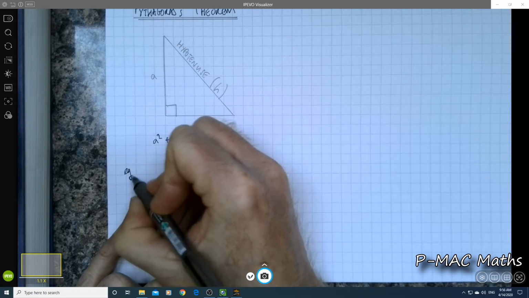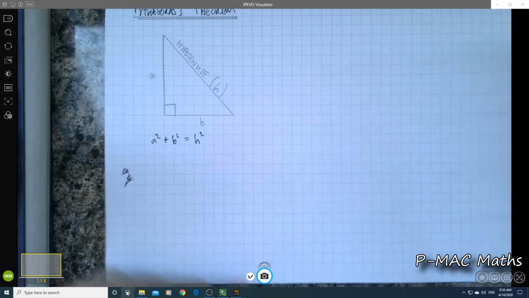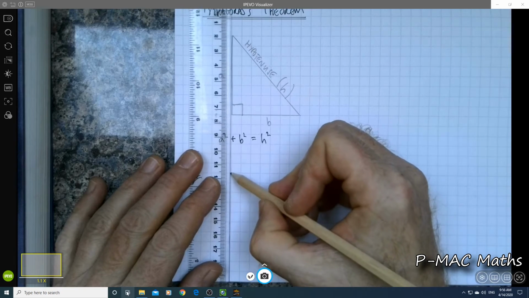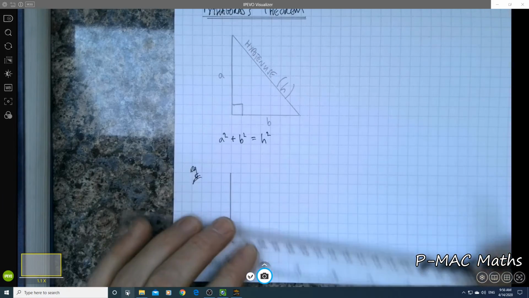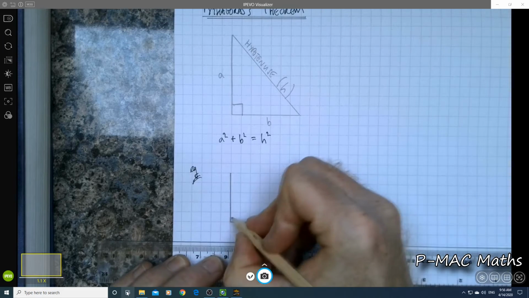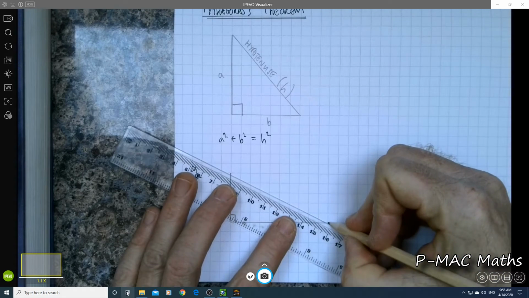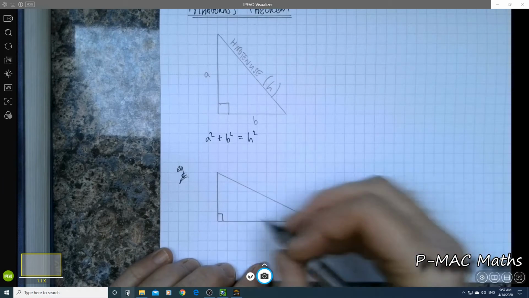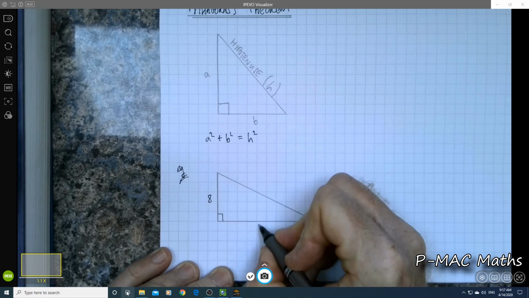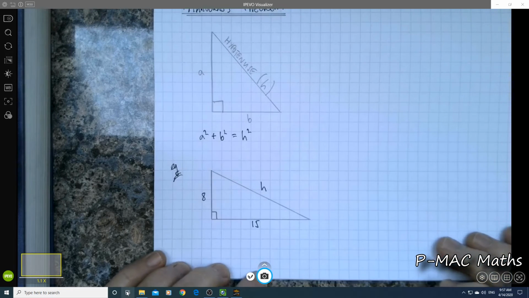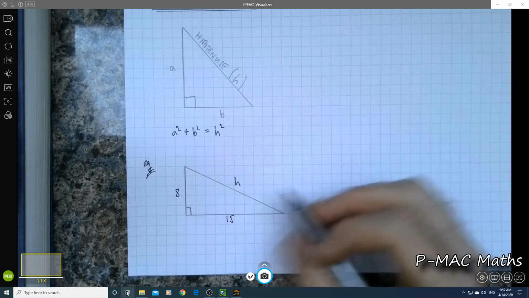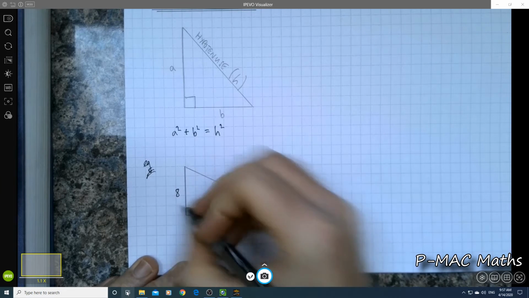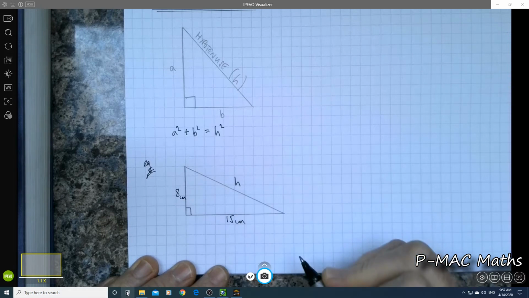First example. And we always draw a diagram for these questions. All right. 8, 15, H. So, I've got a right angled triangle. Two shorter sides are 8 and 15. Let's have some units. Let's call these centimetres. But we don't know what the hypotenuse is.